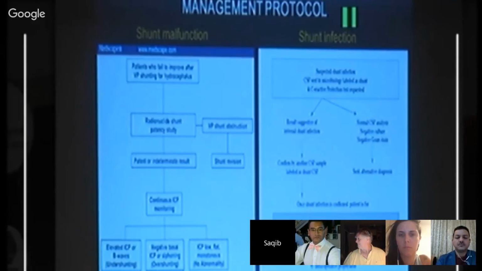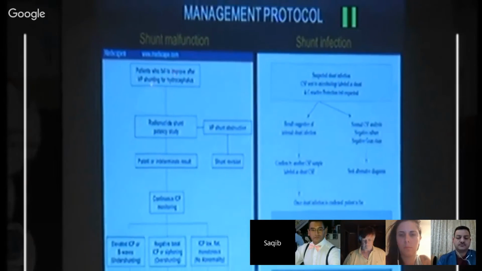In tuberculous meningitis, this is for patients who have meningitis for reasons other than tuberculosis. In tuberculosis, you can save the shunt, but for that you need to have prolonged antimicrobial therapy.